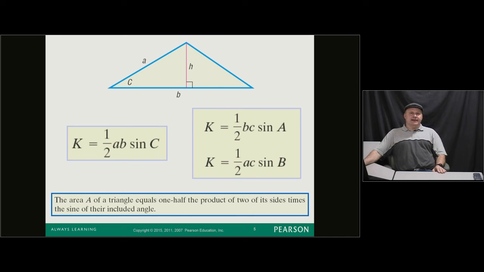And in words, here it is. Now, here they're using A again for the area. They should say the area K of a triangle equals 1/2 the product of 2 of its sides times the sine of the included angle.